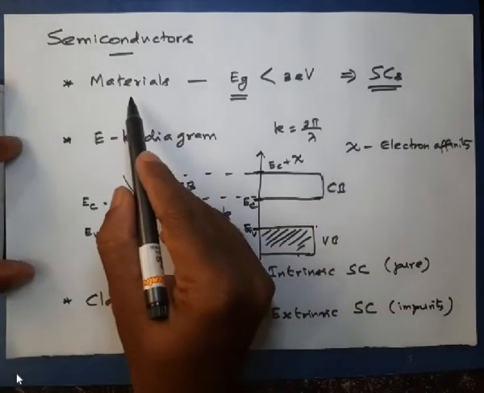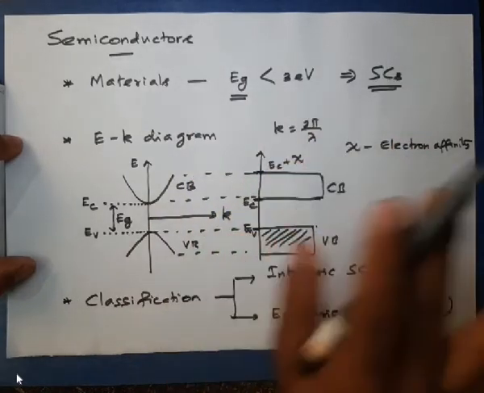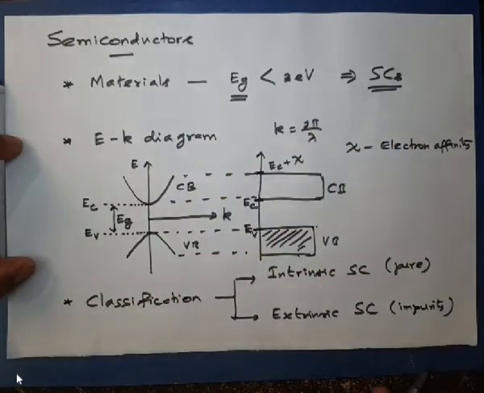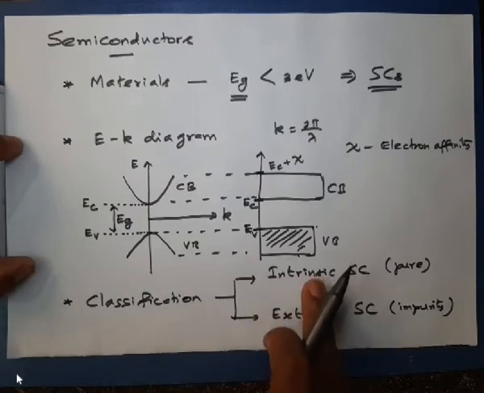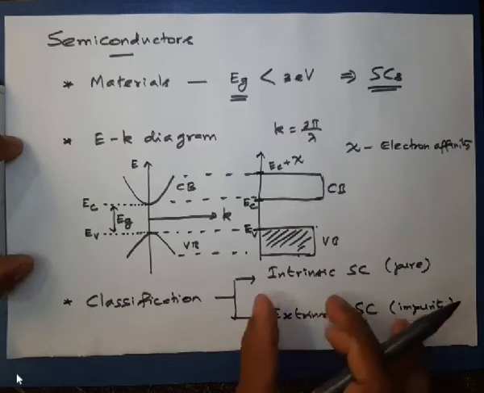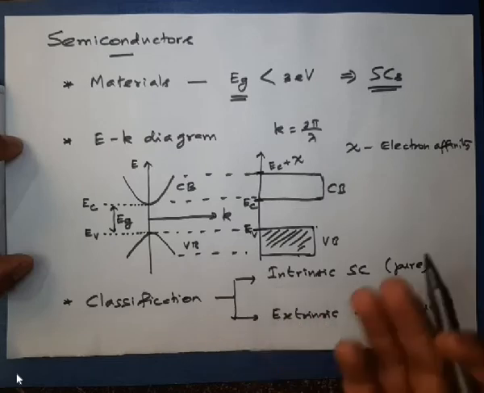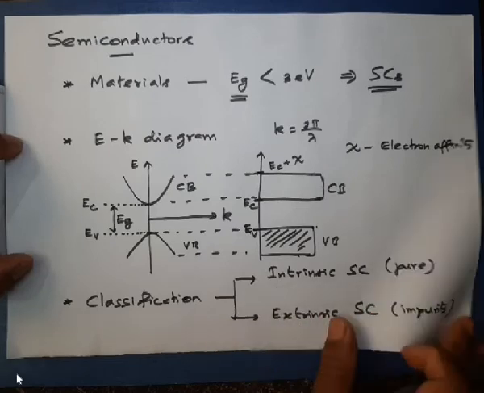So semiconductors are materials for which the band gap will be less than 3 electron volt. That's the basic point you should keep in mind. And we classify semiconductors into two: intrinsic and extrinsic semiconductors. What I'm going to do, first I'm going to focus on intrinsic semiconductors. Then we'll discuss extrinsic semiconductors.